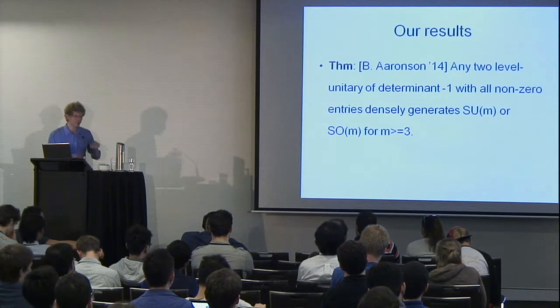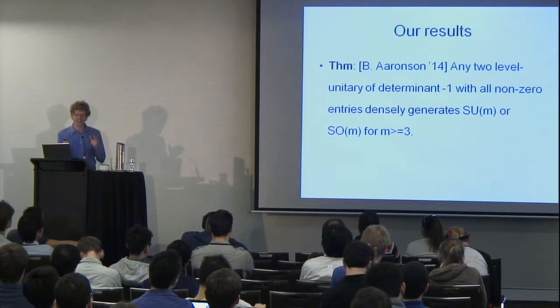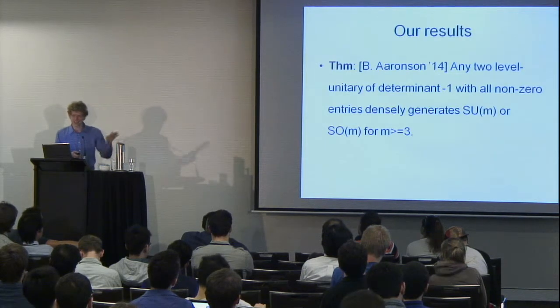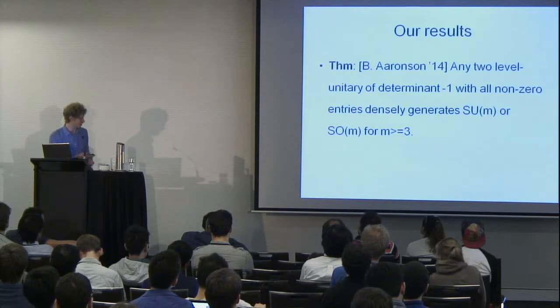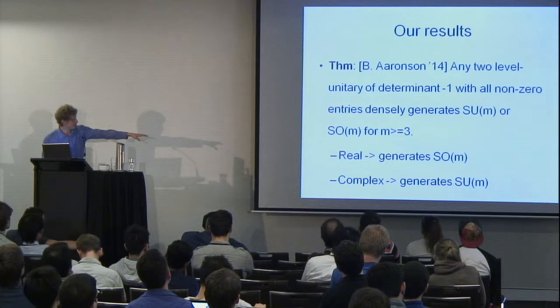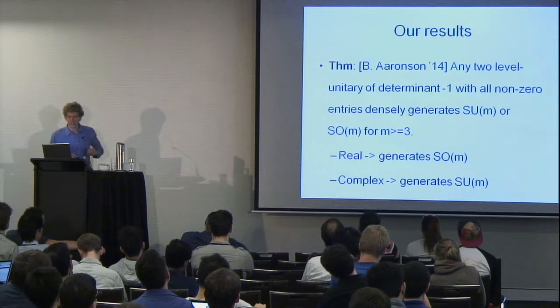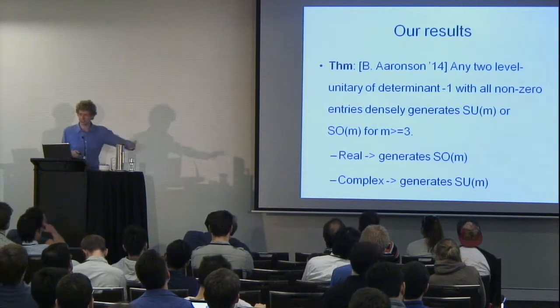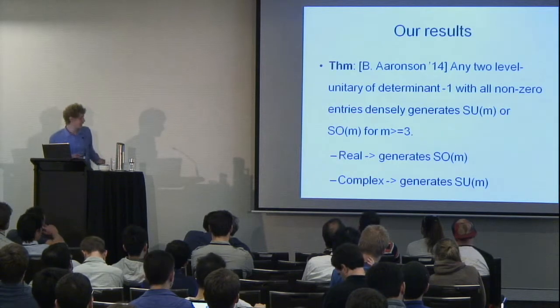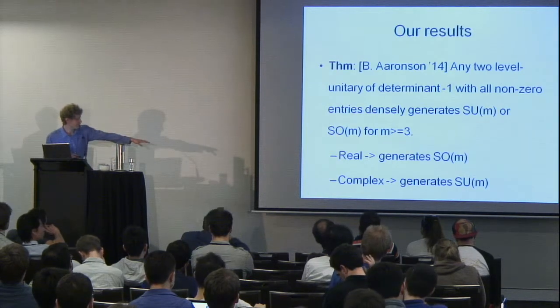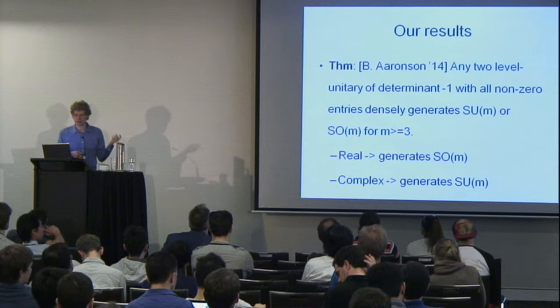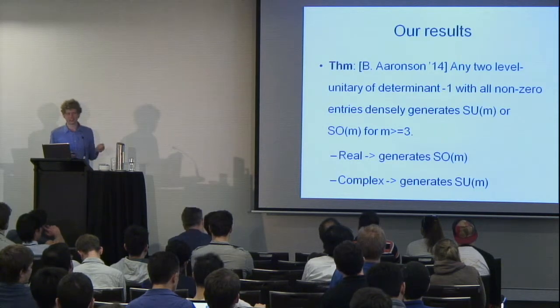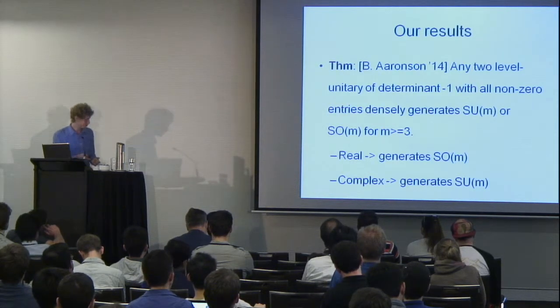And furthermore, if you just look at the two-level unitary, you can tell exactly what subset of larger transformations it generates. So if the two-level unitary has all real entries, then we can tell that it generates the whole orthogonal group. And if it has any entry which is a complex number, then it will generate the whole unitary group.